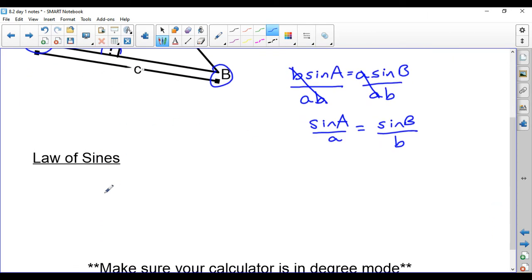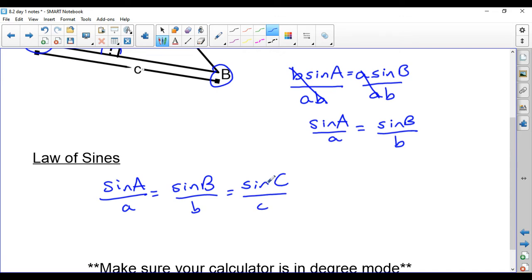The law of sines states that the sine of A over A equals the sine of B over B equals the sine of C, angle C, over C. Basically, what we're saying here is that in any triangle, the ratio of the sine of an angle divided by the length of the side opposite of it is equal throughout the triangle. The letters may not be the same in every problem. Not every triangle is labeled A, B, C. It's always sine of an angle divided by the length of the side opposite that angle.